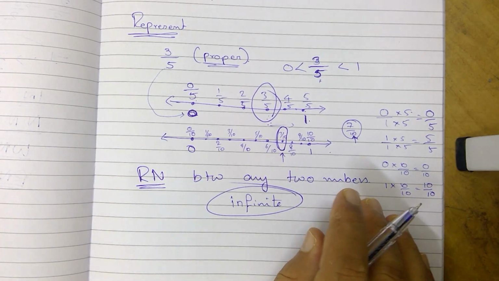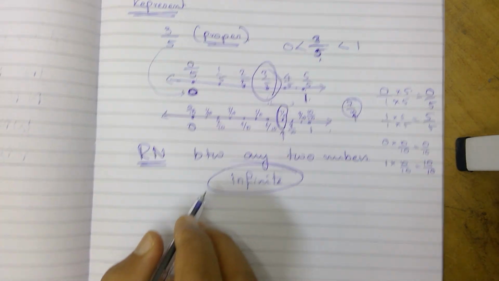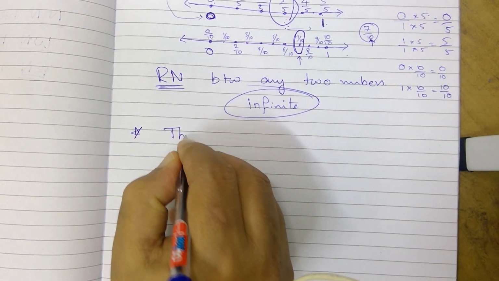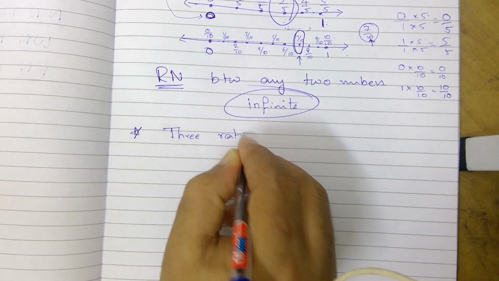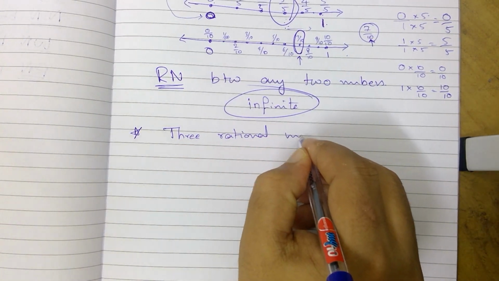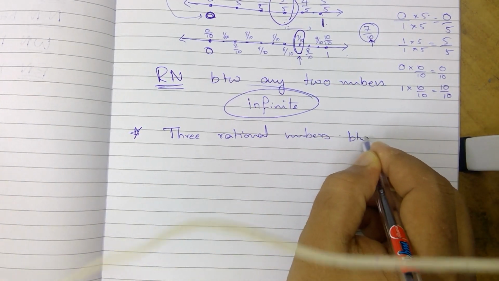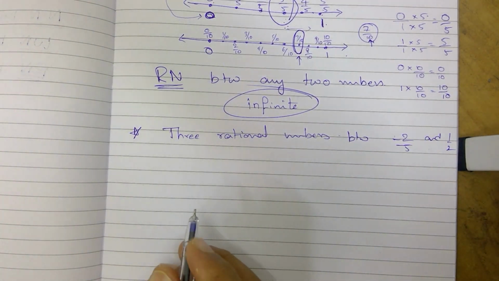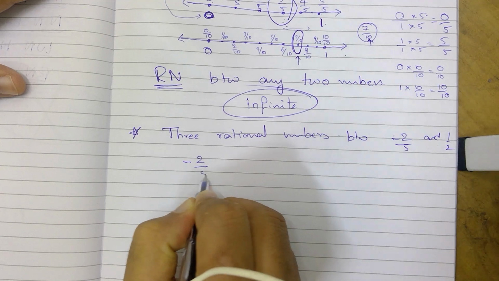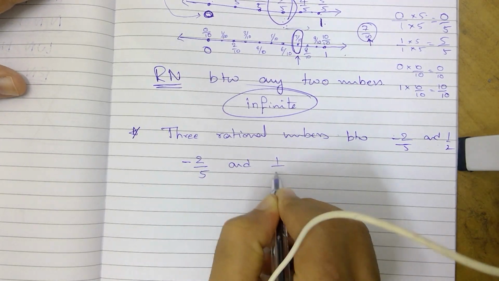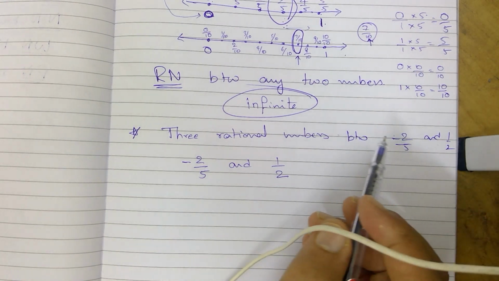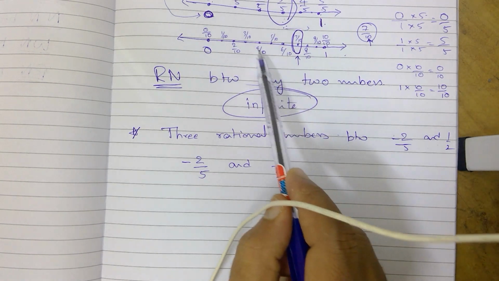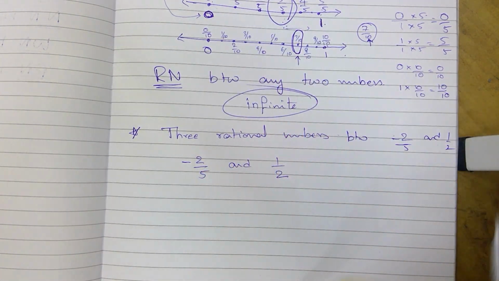Okay, this is the representation. Now one more type of problem they will ask: write 3 rational numbers between minus 2 by 5 and 1 by 2. Let us take these two numbers, minus 2 by 5 and 1 by 2. If you want to find rational numbers between them, we can easily find them when the denominators are the same. When the denominators are the same, you can find the numbers easily.